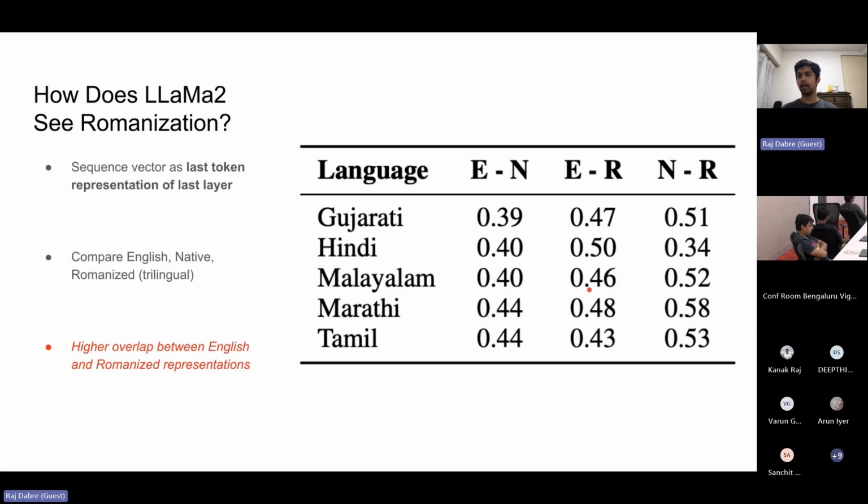It means that the model actually sees a higher degree of similarity between English sentences and their romanized equivalents in terms of translations. So it is very likely, and a very good reason for why we believe, that romanization might be a good bridge between the English representations and the target language representations.